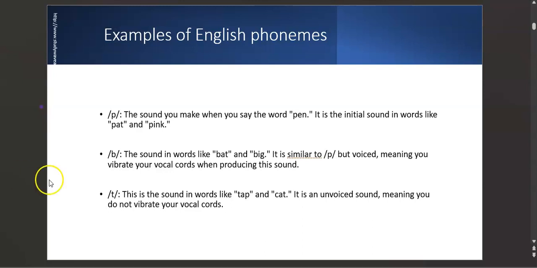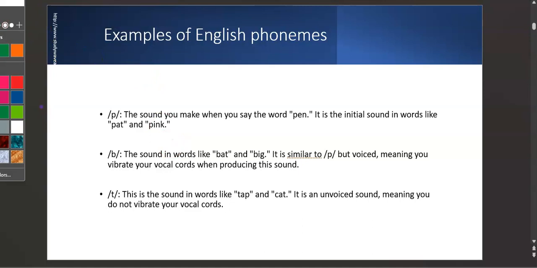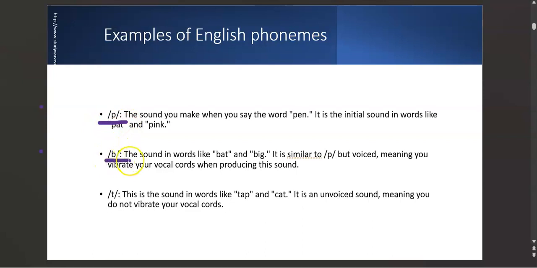Right now, I looked at the sounds p, b, t. These are sounds, but their letters are P, the letter of sound B is B, and the letter of sound T is T. We are not focusing on letters now, but on the sound. So we have sound P, sound B, and sound T. These are examples of phonemes.